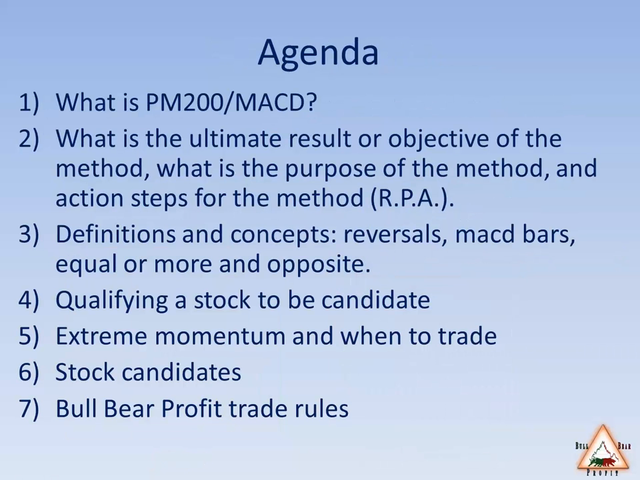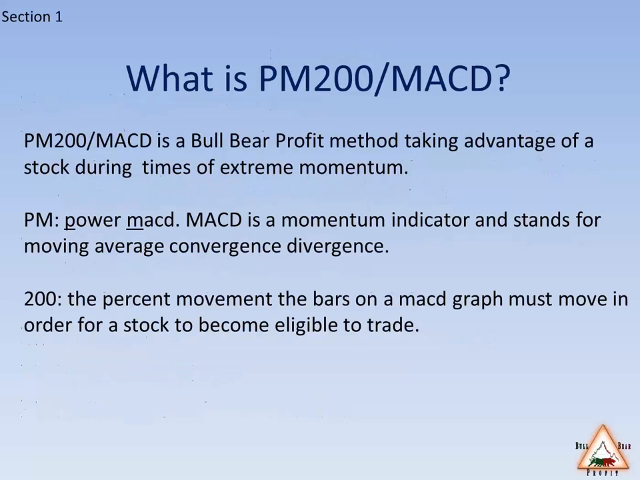The agenda for this tutorial is we'll first cover what is PM200 MACD, what is the ultimate result or objective of the method, what is the purpose of the method, and action steps for the method. Section 3 covers definitions and concepts: reversals, MACD bars, equal or more and opposite. Section 4 is qualifying a stock to be a candidate. Section 5, extreme momentum and when to trade. Section 6 covers stock candidates. And Section 7 is the Bull Bear Profit trade rules.